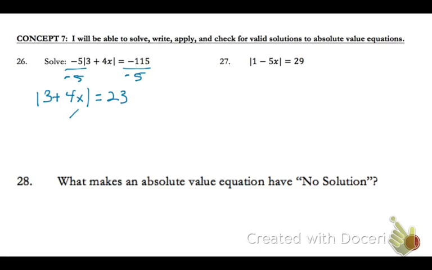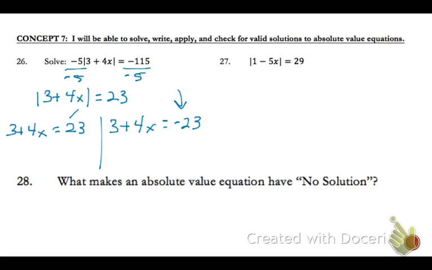Then we'll set up our two equations. So using the definition of absolute value, we drop the marks and we set 3 plus 4x equal to positive 23 and then equal to negative 23. Because we know that absolute value is asking distance, and distance you can walk in the positive direction on the number line and get a distance, but you can also walk in the negative direction and find a distance. So we set up both cases.